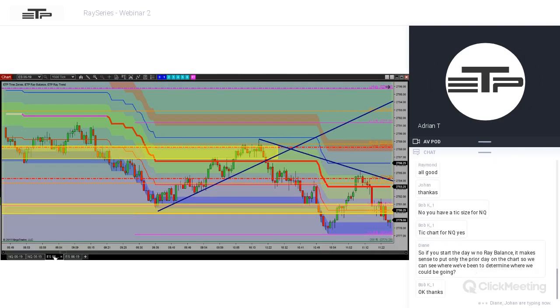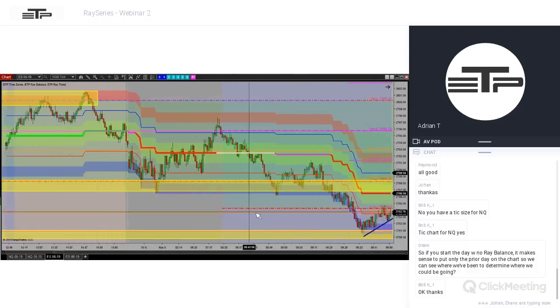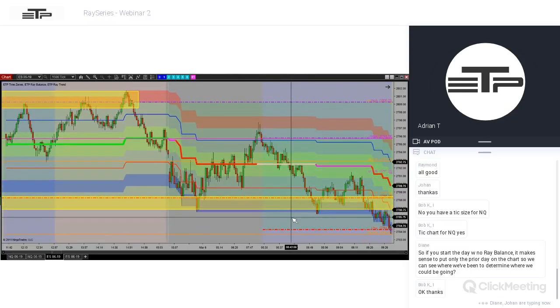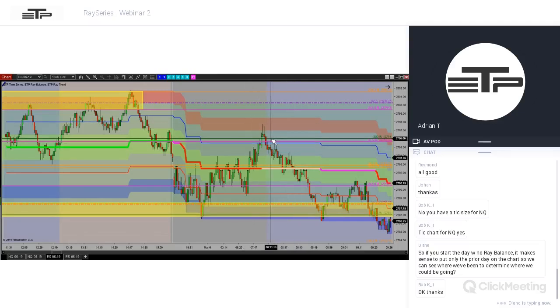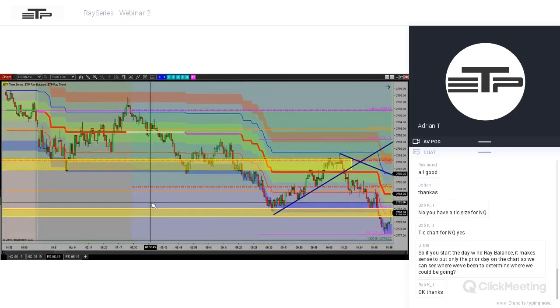If you start the day with no Ray balance, it makes sense to put only the prior day on the chart so we can see where we've been to determine where we could be going. Yes, that's true. Before this day is set, where's 9:30? Okay, so before this day is set, you actually don't see the low or the high of the current day. You only see it for the previous day, and that sets up those levels from the previous day and the day before that. And then only when 9:30 hits do they change to the current day's low and high.